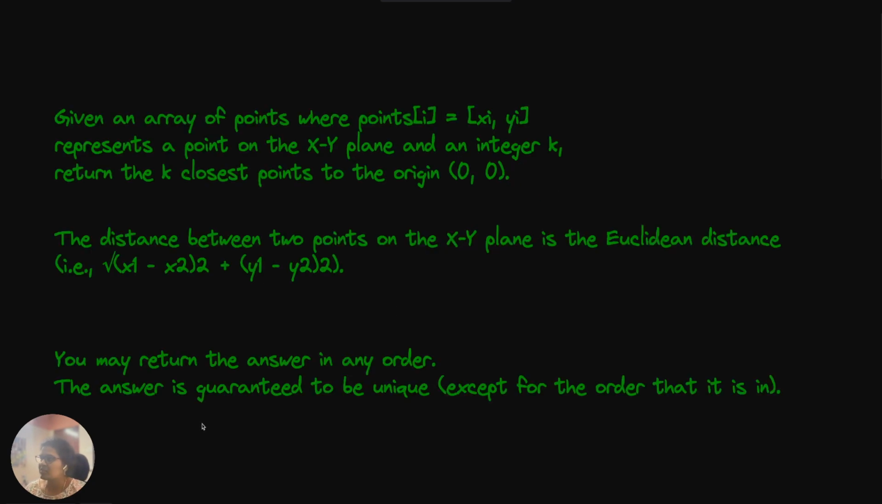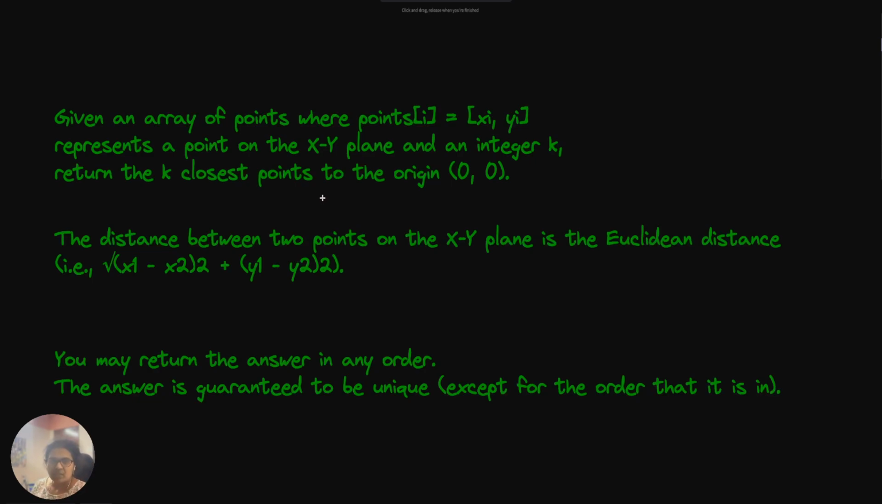So the problem statement says we are given an array of points. A point is represented by x and y coordinates. We have to return the kth closest point to the origin. Okay. So k is also an input and we are given an array of points. We have to return k number of points closer to the origin.